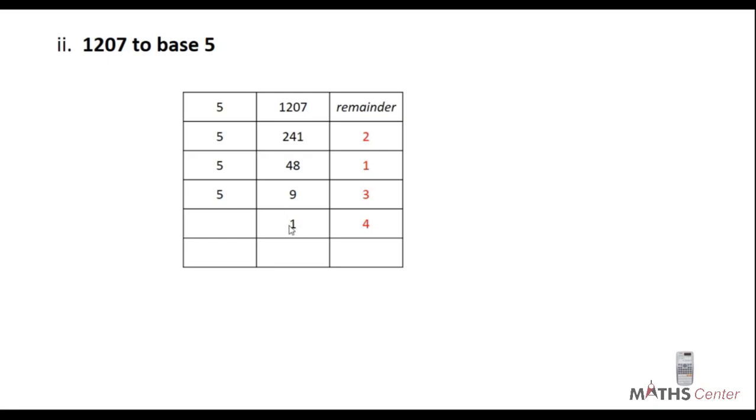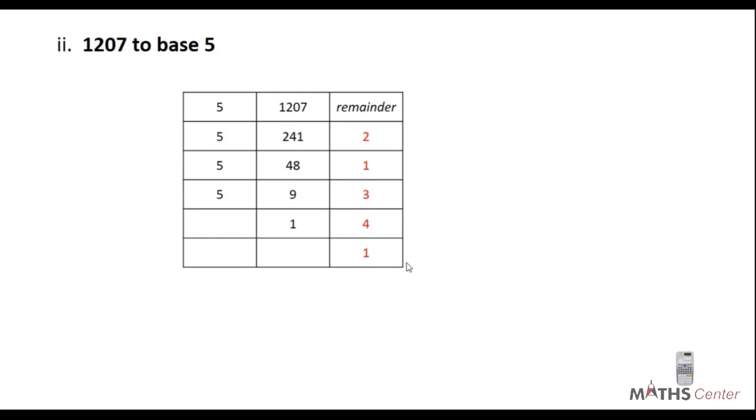As the whole number, 1 is the whole number, then a remainder of 4. Since 5 times 1 will give us 5, 9 minus 5 will give us 4, so a remainder of 4. Now you can see that the number in this column is now less than the number here. 1 is less than 5, so you write it here as the final element.